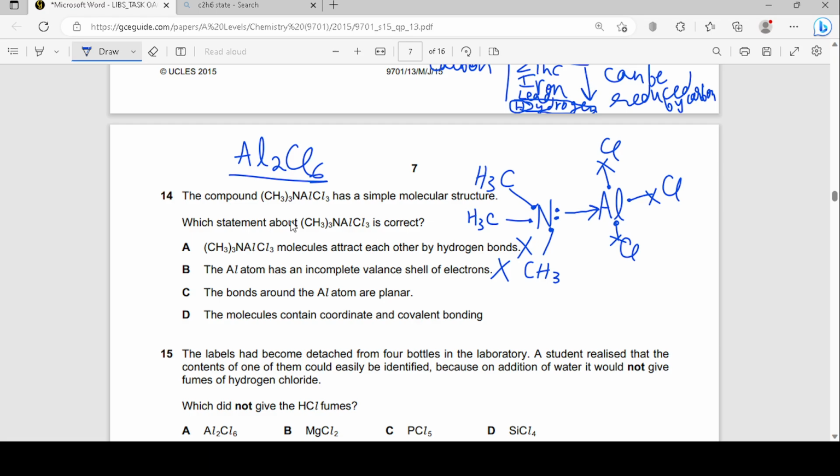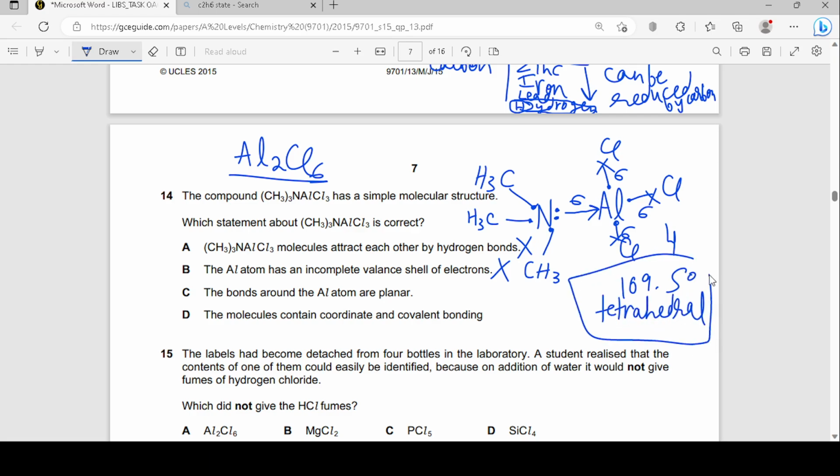And option C, the bonds around the Al atom are planar. If you look at the aluminium atom, it has no lone pairs. Then it has four sigma bonds, right? So the steric number is 4. If the steric number is 4 and there are no lone pairs, the bond angle is 109.5 degrees, which means it's tetrahedral. And since there are no lone pairs, there's no change in this. It's just 109.5 degrees tetrahedral, right?